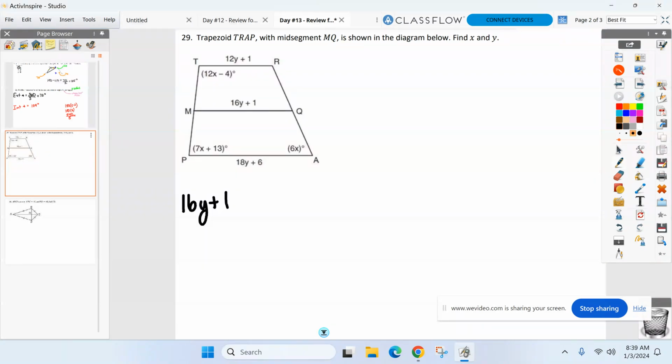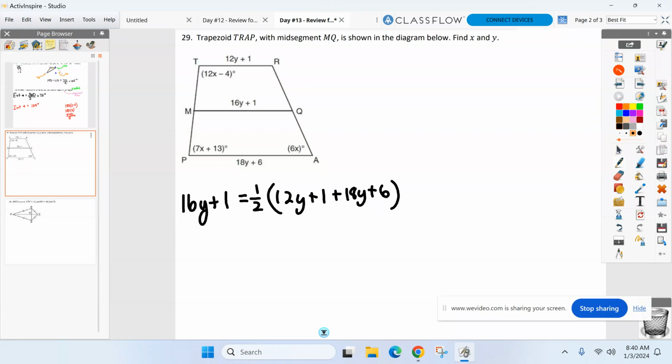Anybody remember how to find the length of a mid-segment? There was a little fact I had given you, how to find the length of that mid. This mid-segment is the same as doing what? Go ahead, Zoli. Adding the bottom and top section. The bases, yep. The bases and dividing them by half. Okay, so the mid-segment is equal to the sum of the bases, 12y plus 1 and 18y plus 6, and taking half of that. Mid-segment is equal to half the sum of the bases.